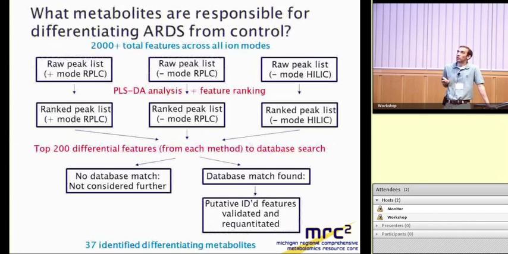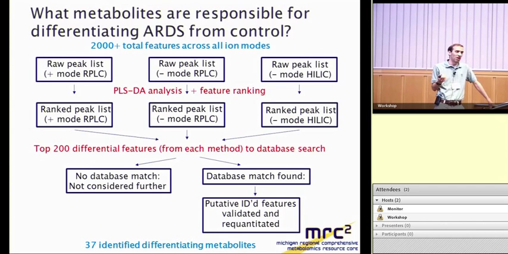So let's go back to the workflow. Here's what we've done so far. We took our raw peak list, that big table that I showed you, subjected it to PLSDA analysis and feature ranking. Now we have ranked peak lists for all of our different ion modes. The data sets are still separate at this point. We take the top 200, and this was an arbitrary threshold based on what our false discovery rate corrected p-values were giving us. We chose about the top 200 features, figuring that this would give us the most interesting features differentiating one group from another from each method, and did a database search.